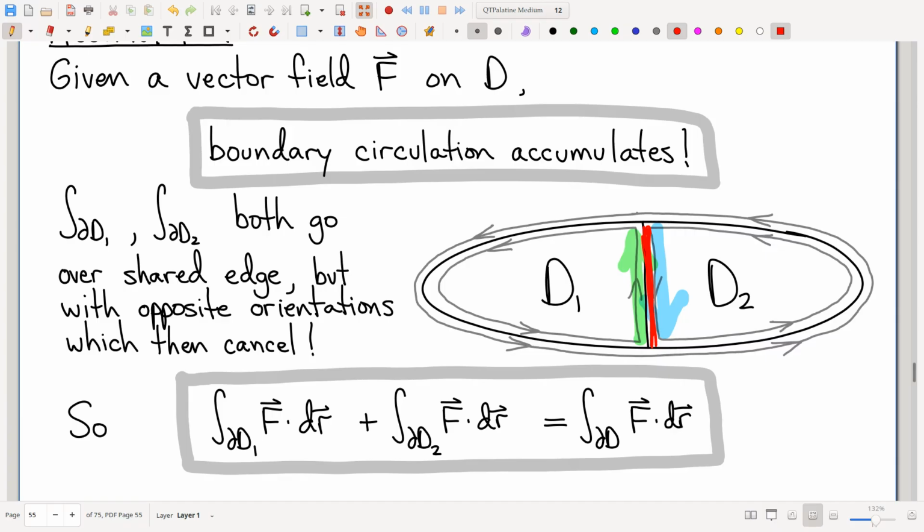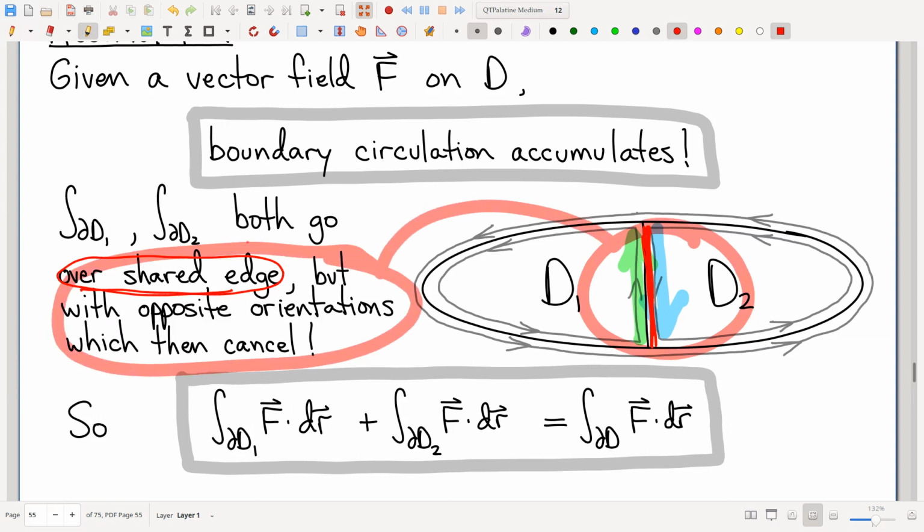And here's the beautiful thing. That's zero. Our problem is zero because our problem is over a single shared edge, but with opposite orientations. And because they have opposite orientations, that green vector line integral and that blue vector line integral are negatives, and therefore they cancel, and therefore the discrepancy, the problem, is zero. There is no problem. There is no discrepancy. How we doing? Everybody okay with this?